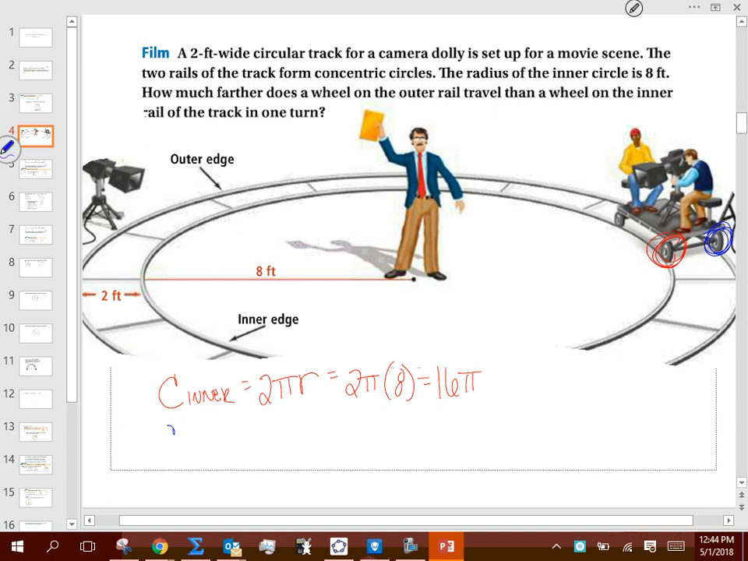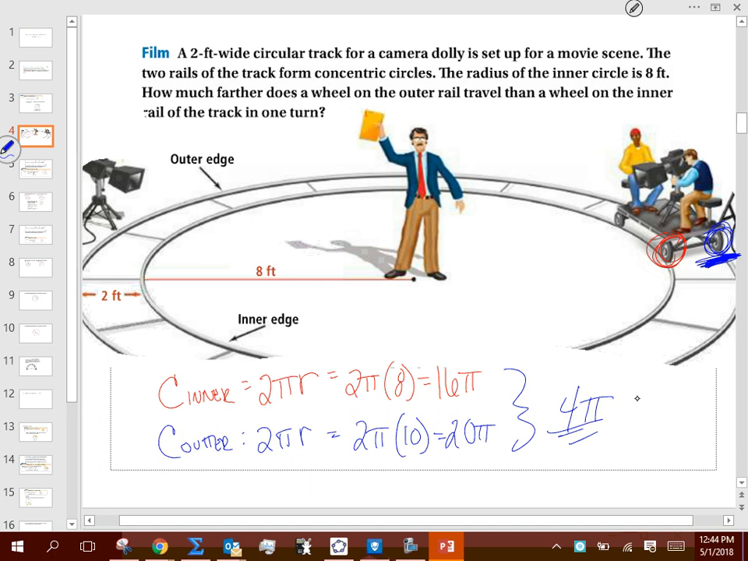If I do the circumference of the outer, okay, 2 pi r again, right? What's the radius of the outer track? 10. Okay, you go from here all the way out. It's the segment addition, gives me 8 plus this 2. So what's that give me? 20 pi. So now the question was, how much further or farther does this wheel travel? 4 pi.